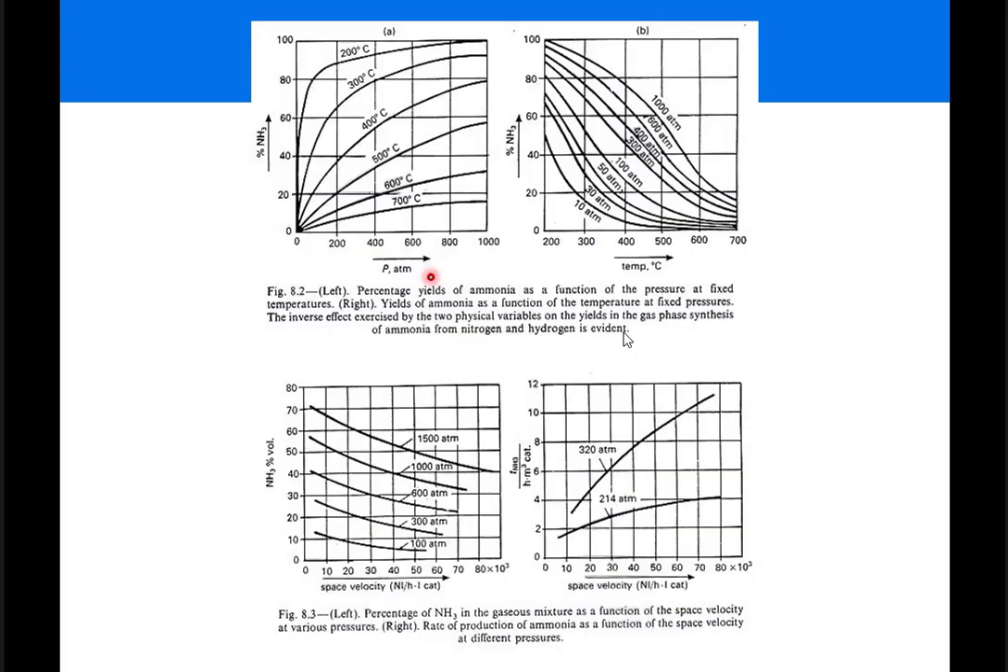As we said, the optimum temperature and pressure for the process have to be optimized. In the first plot right here, it shows the percent yield of ammonia production as a function of pressure at constant temperatures. And the second plot here shows the percent yields as a function of temperature at constant pressures. And you can clearly see that there is an inverse effect between the two parameters. So for the optimum yield, we need to have higher pressures and lower temperatures.